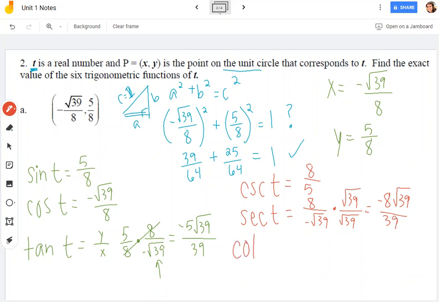And then cotangent of t. And cotangent of t ends up being the reciprocal of tangent. We ended up getting square root of 39 over 5.